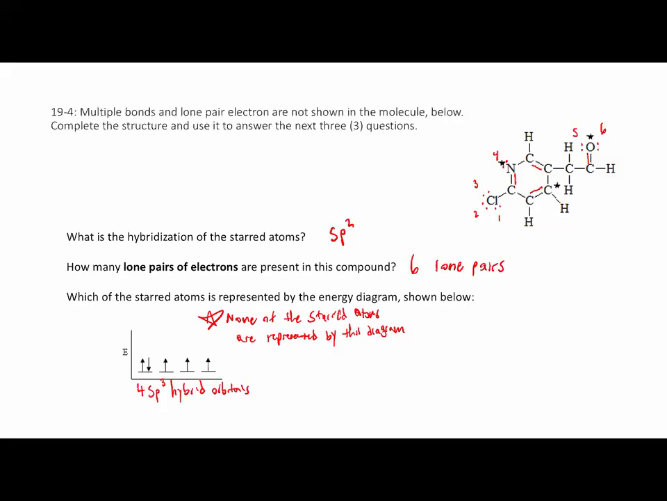Because our energy diagram with sp2 hybrid orbitals would have to look more like this. We have 3 sp2 hybrid orbitals and 1 leftover unhybridized p orbital that is higher in energy.